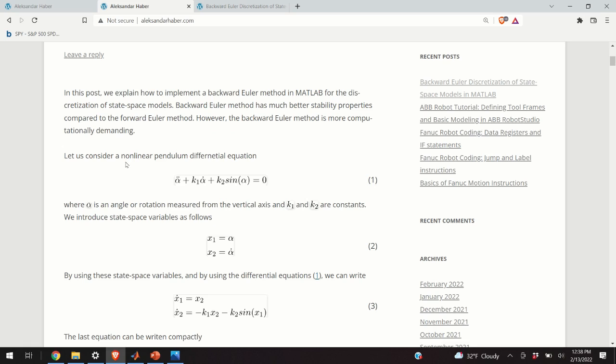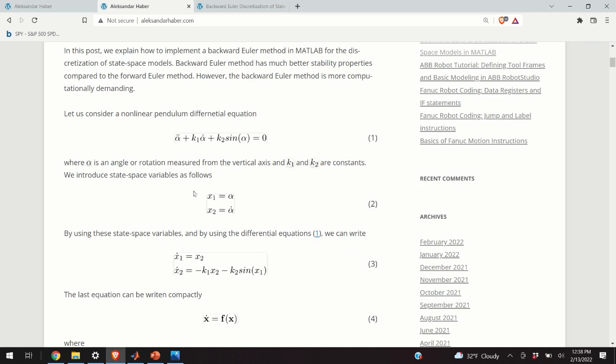Okay, so let us explain the basic ideas. Let us assume that we have a nonlinear pendulum differential equation, the equation given by equation 1. And the first step is to introduce the state space variables. So we say that alpha is equal to x1. Alpha is basically the rotation of the pendulum measured from the vertical axis. And we say that x2 is equal to alpha dot. So these are our state space variables.